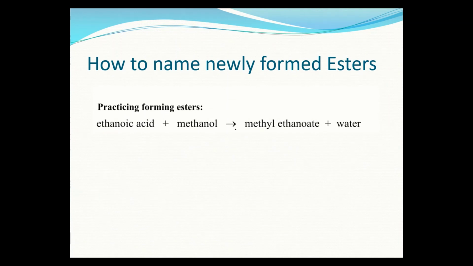Okay, so this was our example. The first part of the name comes from the alcohol. So methanol becomes methyl. And then ethanoic acid, we drop the "oic acid" and change it to "oate". So it becomes methyl ethanoate and water.